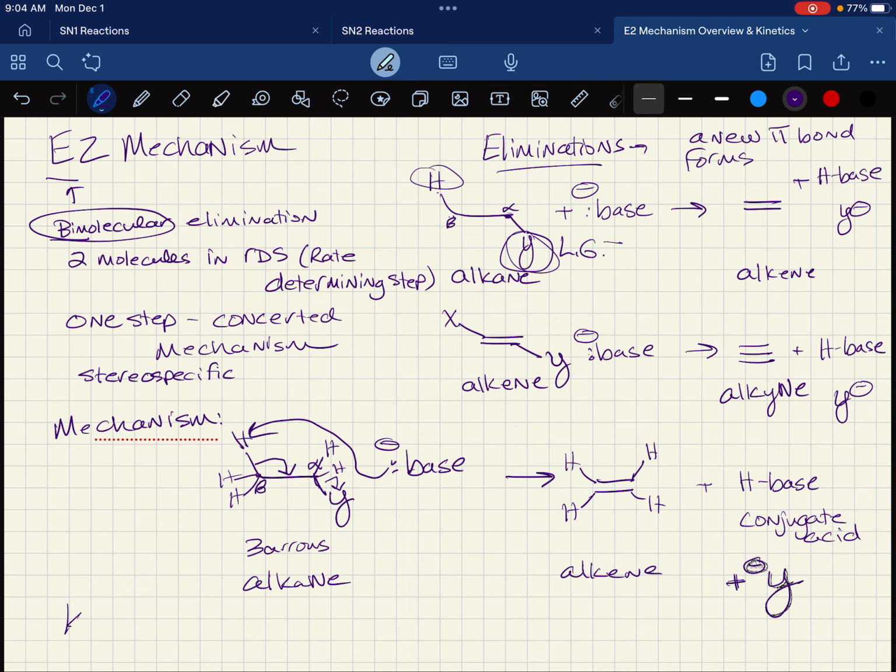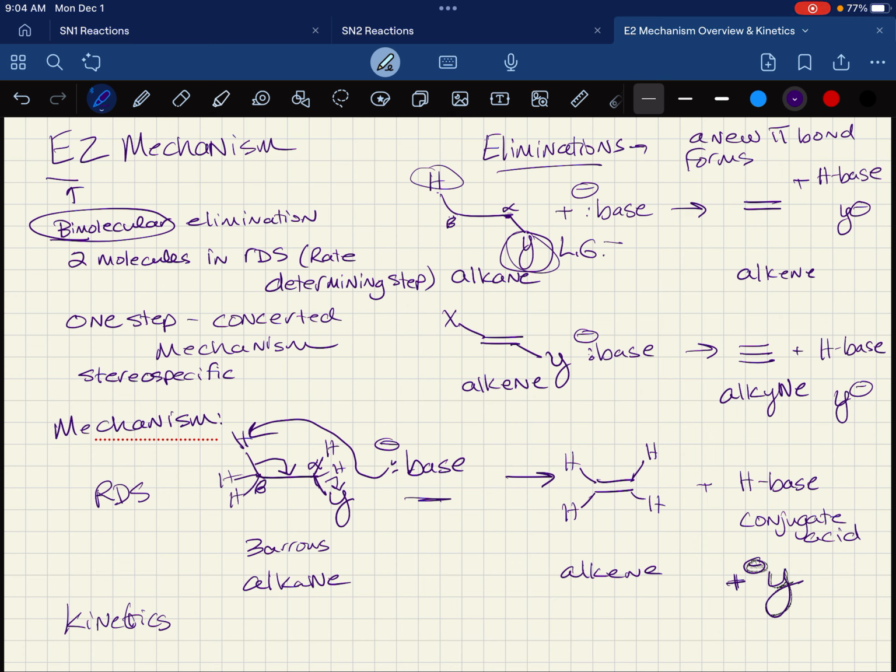So for the kinetics here, the equation is actually going to look exactly like the SN2 equation, except that instead of acting as a nucleophile, we're going to have a base as our other reagent. So this is the rate determining step. It's the only step in the E2 mechanism.